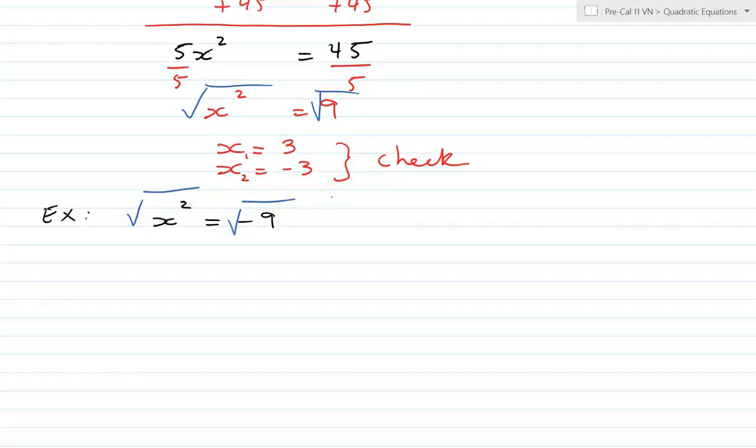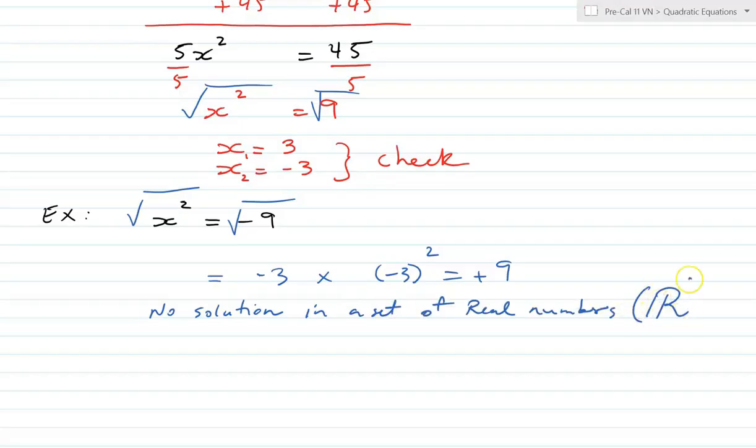And here's the thing. What numbers times itself will give you minus 9, or negative 9? Well, in the world of real numbers, there are no numbers that you multiply by itself and get a negative number. So you could say it's negative 3, but it's not, because negative 3 squared is positive 9. It's not negative 9. So we say that this equation doesn't have a solution. So it has no solution in the set of real numbers, and the notation for that is R.